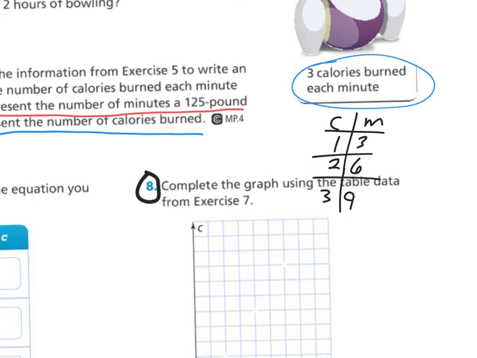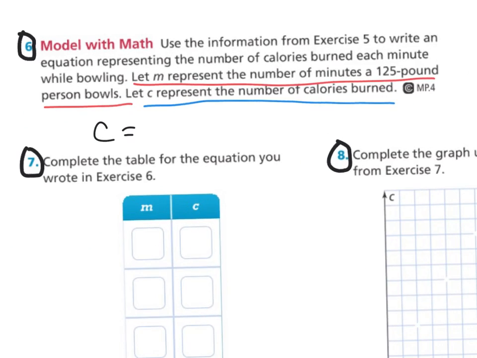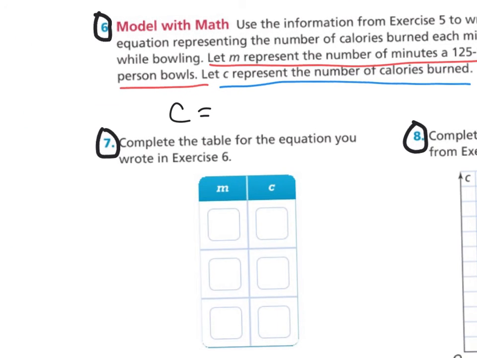So from that, calories equals what? Well, how do we get from 1 to 3, 2 to 6, and 3 to 9? And that would be multiplying by 3. So the calories are equal to 3 times the number of minutes. Or you could have C equals M times 3. If you do it that way, you need parentheses around something, though.